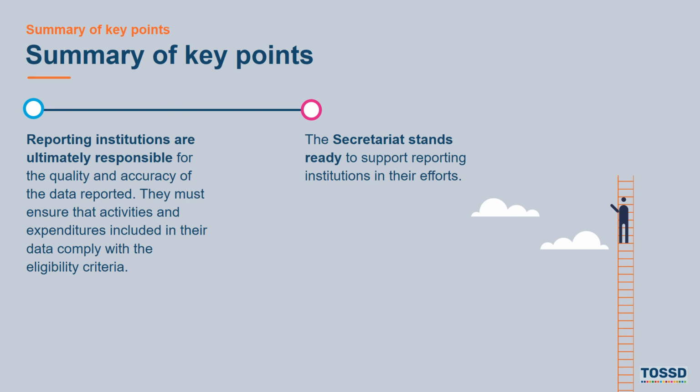The reporting institutions are ultimately responsible for the quality and accuracy of the data reported. They must ensure that activities and expenditures included in their data comply with the eligibility criteria. The Secretariat stands ready to support reporting institutions in these efforts.